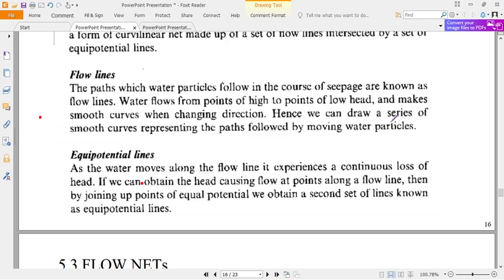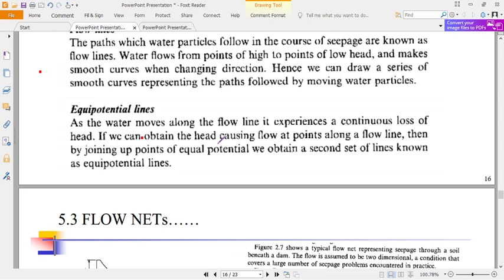Hence, we can draw a series of smooth curves representing the path of flow by moving water particles. Then the equipotential lines: as water moves along the flow line, it experiences a series of losses of head, loss of pressure. If we can obtain the head causing flow at points along a flow line, then by joining up points of equal potential, or equal head, or equal pressures, we obtain a second set of lines known as equipotential lines.